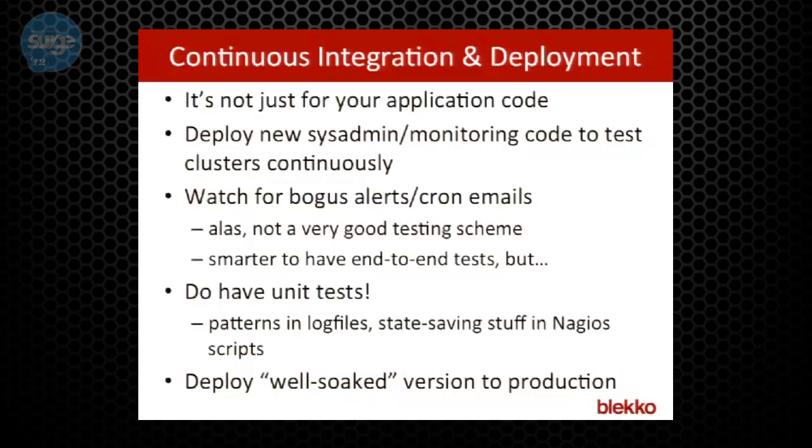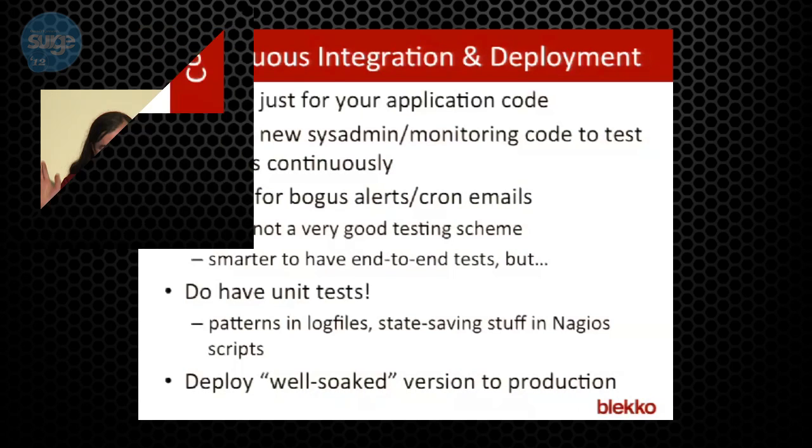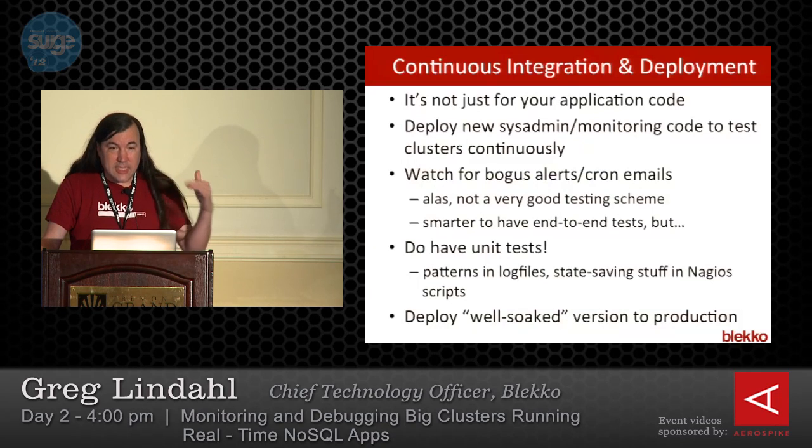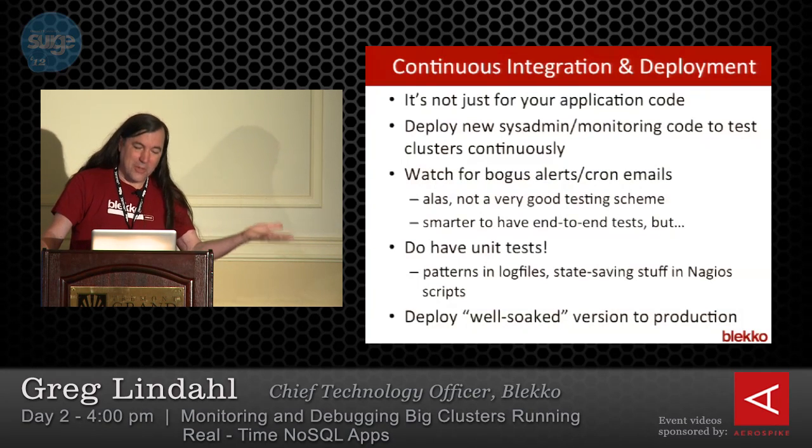Finally, continuous integration and deployment for ops code. A lot of people use this for their applications code, but it should also be used for your ops code. So whenever you change the sysadmin or monitoring code, it ought to be deployed to a test cluster. Now, probably you'd have a few unit tests, and we do have unit tests for detecting the 800 different patterns of Perl errors.